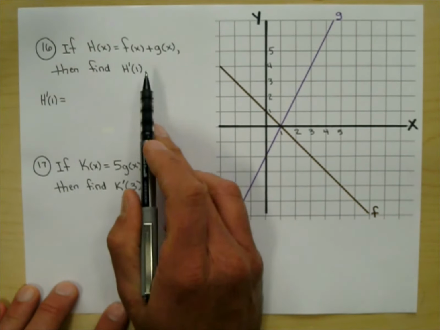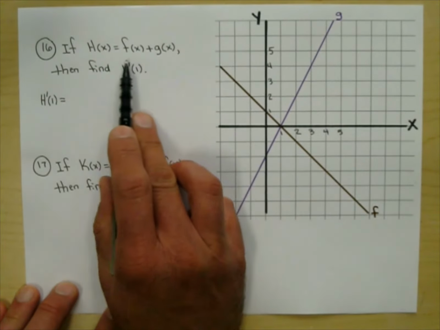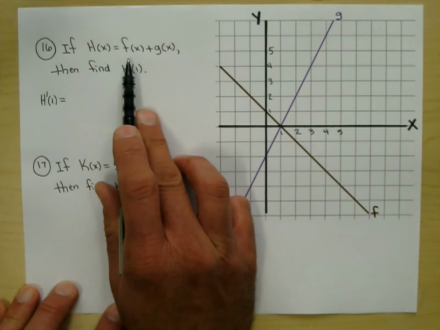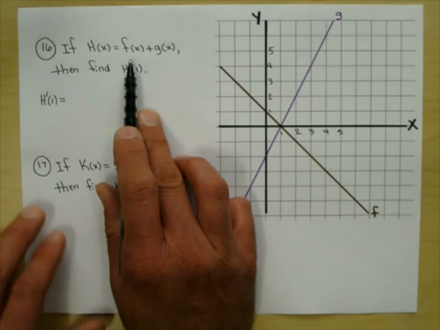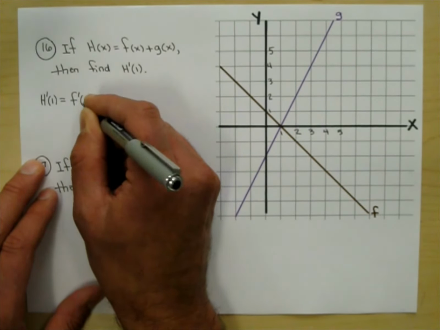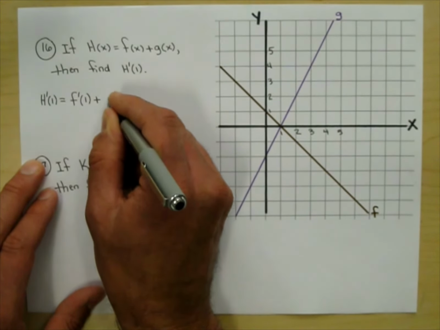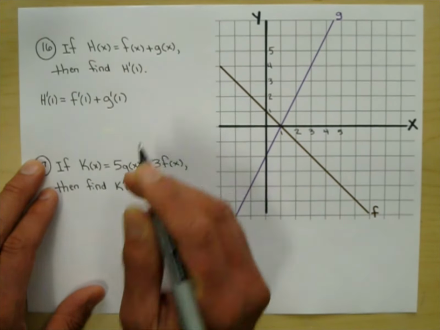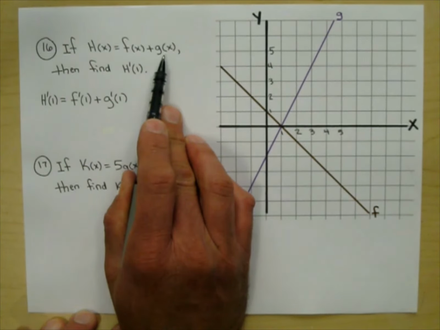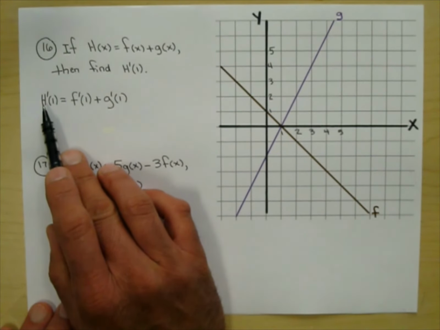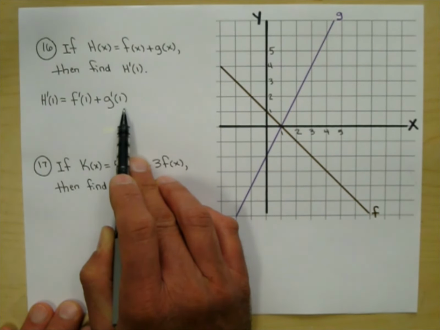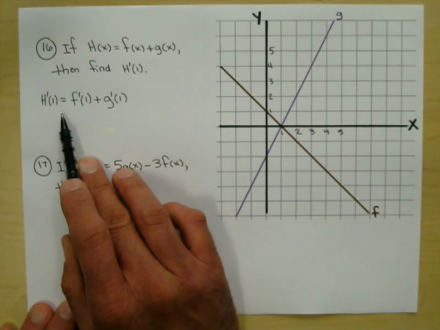Well, what we're using here is really the sum rule. If h actually equals that, and you're trying to take the derivative of h, it's going to be the derivative of these guys, and you add those derivatives together. So this is the sum rule. So h prime of 1 is going to equal f prime of 1 plus g prime of 1. That's just because we're using the sum rule and h equals f plus g. We could have written for a step h prime x equals f prime x plus g prime x. But we didn't write that.